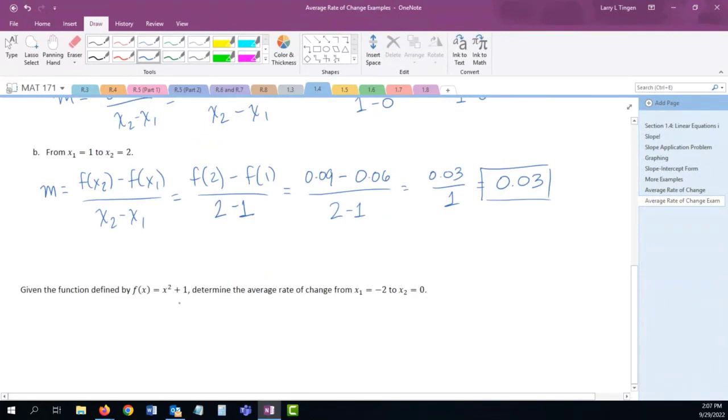We're going to get away from that application, and I'm going to give you f of x. I'm going to ask you to find the average rate of change from x sub 1 is 2 to x sub 2 is 0. Average rate of change is slope. Ooh, any cases where this won't work? If the line is vertical, it's not a function. So this notation wouldn't hold.